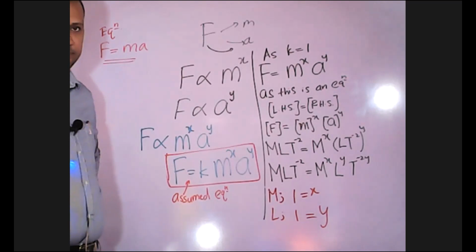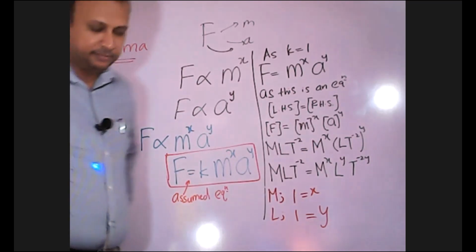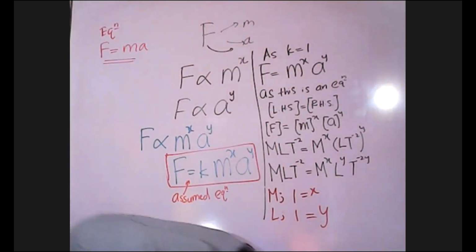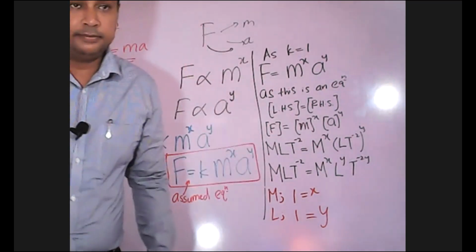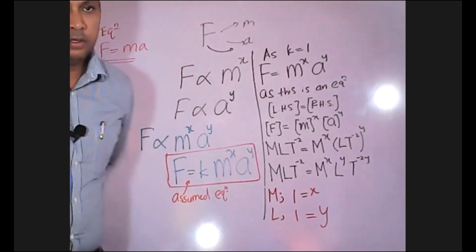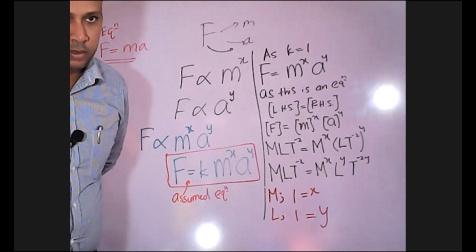Excuse me, sir. Okay. So when saying F equals ma, wait a minute. Okay, Puta, tell me. So, according to this assumed equation, F equals constant multiplied by m to the power of something, a to the power of something, no? Yeah.